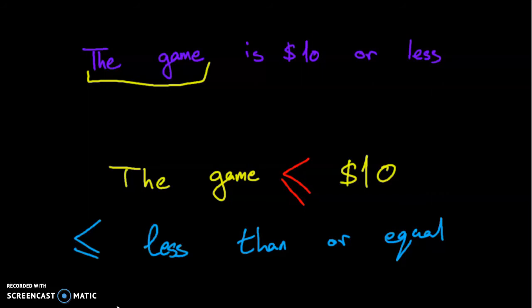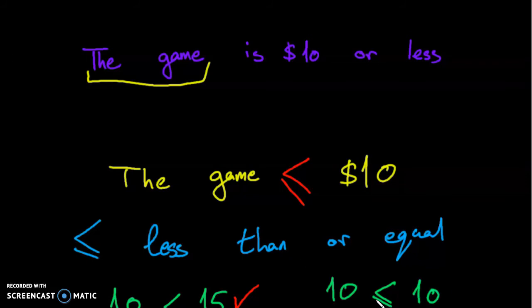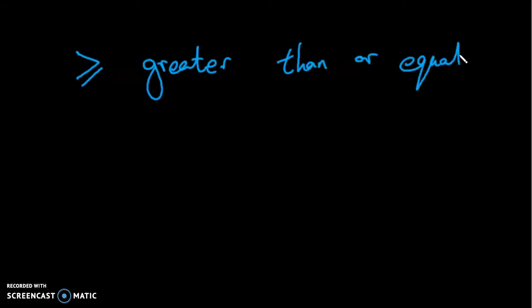So if we say, for example, if we take two numbers, 10 and 15, 10 is less than or equal to 15. Yeah, it's not equal to 15, but it's less than 15, so it's true. Or 10 is less than or equal to 10. 10 is not less than 10, but it's equal to 10. So that's also true. The same thing goes with greater than or equal. So 10 is greater than or equal to 2, and 15 is greater than or equal to 15.